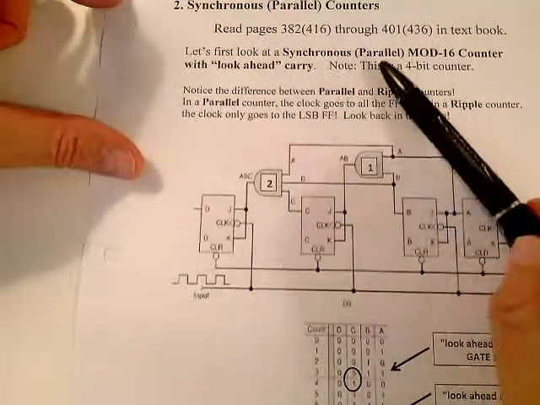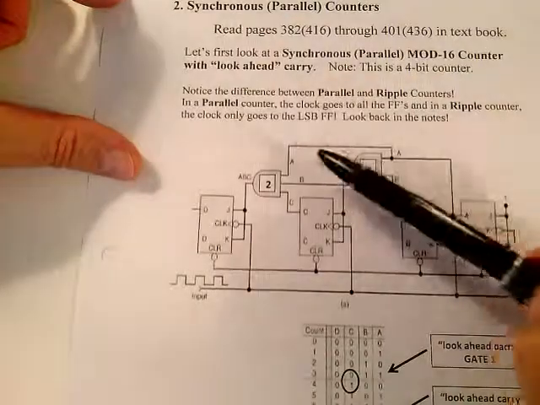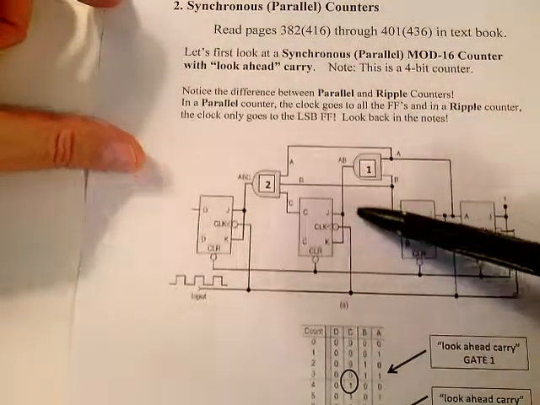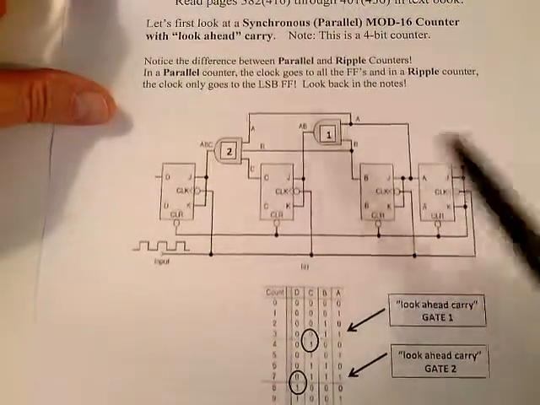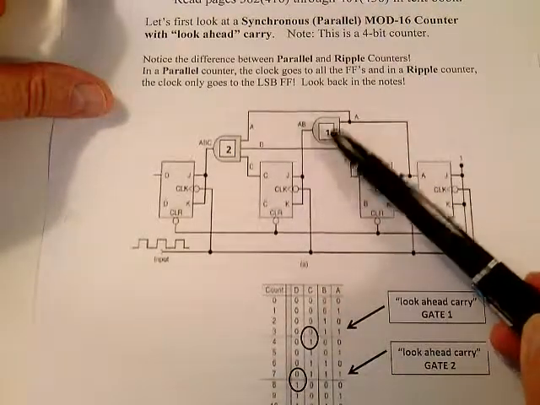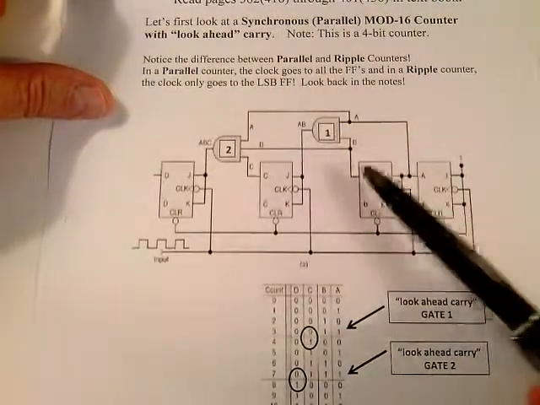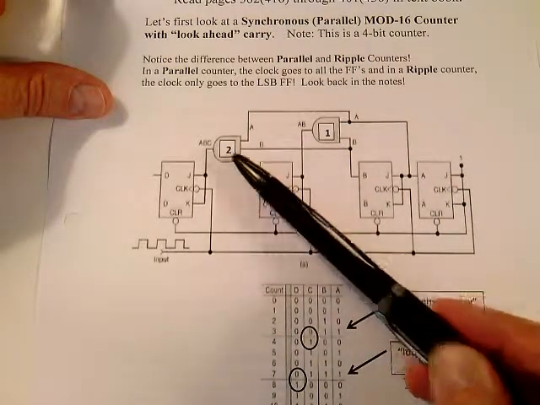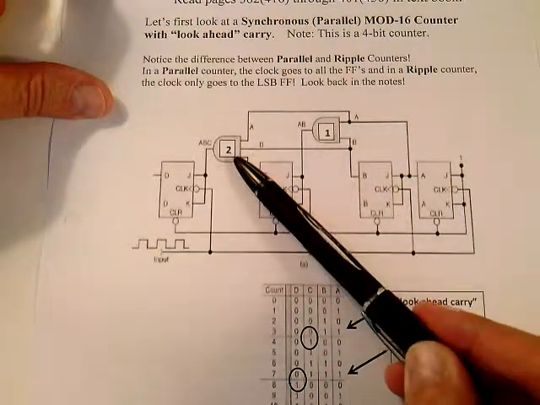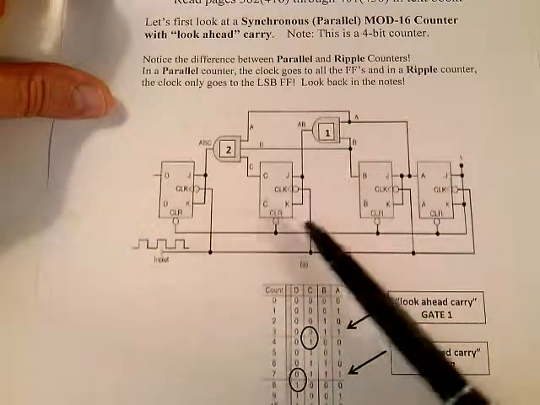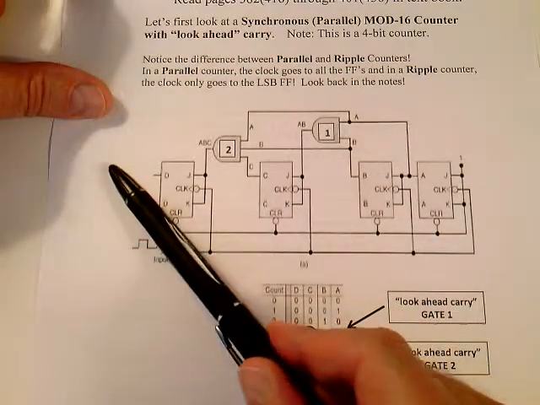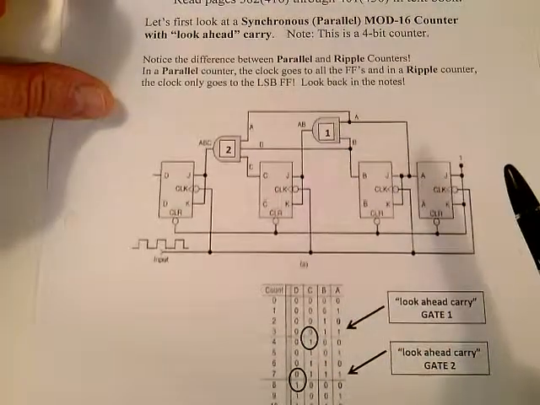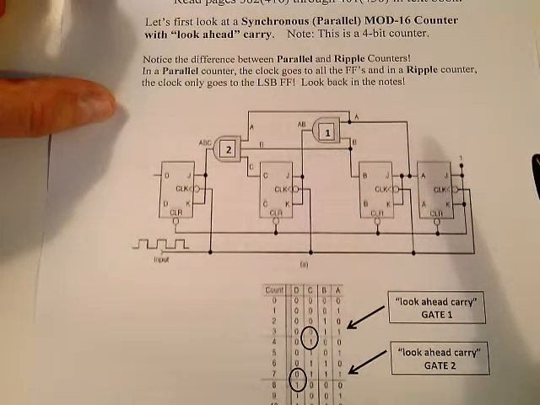Let's first look at a synchronous parallel mod 16 counter with look-ahead carry. It's a mod 16 counter, which is a 4-bit counter, and it looks like this. I want you to notice the inclusion of two gates. There's a 2-input AND gate here, which is taking these two inputs to look ahead to get a count. You'll see that in a minute. And a 3-input AND gate, which is taking the outputs of these three. If you went to a 5-bit counter, you'd have to have a 4-input AND gate to look ahead to pass on to the next state.